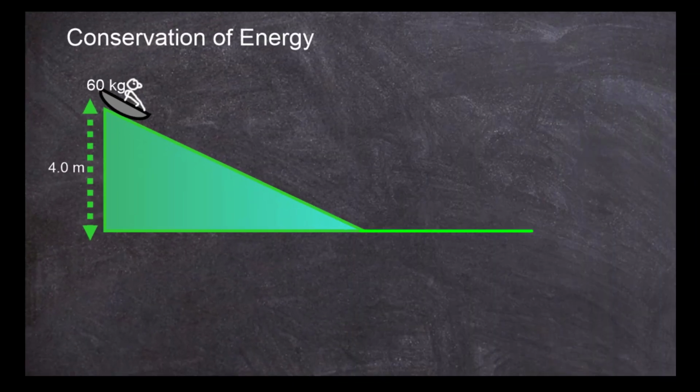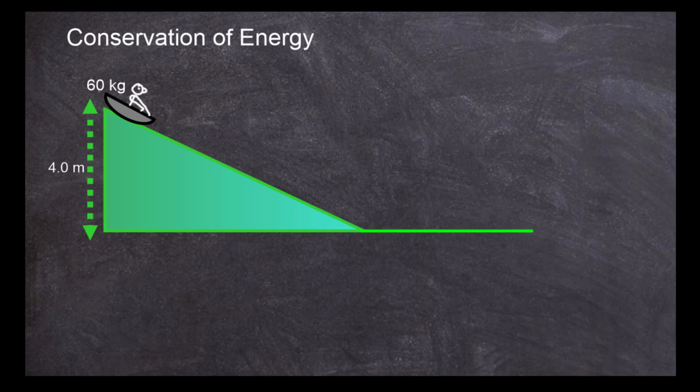A person is sitting on a sledge at the top of a grassy slope 4 metres above the ground. And our job is to find the speeds that the sledge and the person will have when they reach the bottom of the slope. Now, how do we do that? Well, we can do it with conservation of energy.